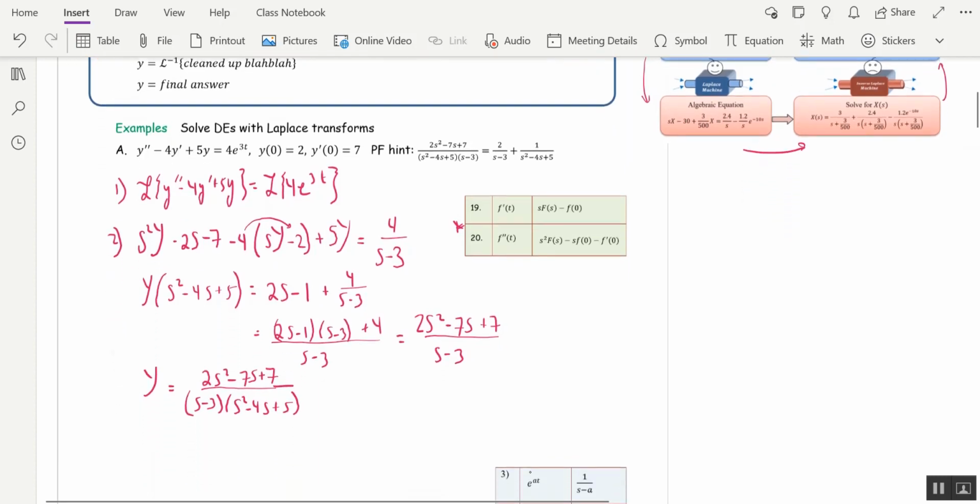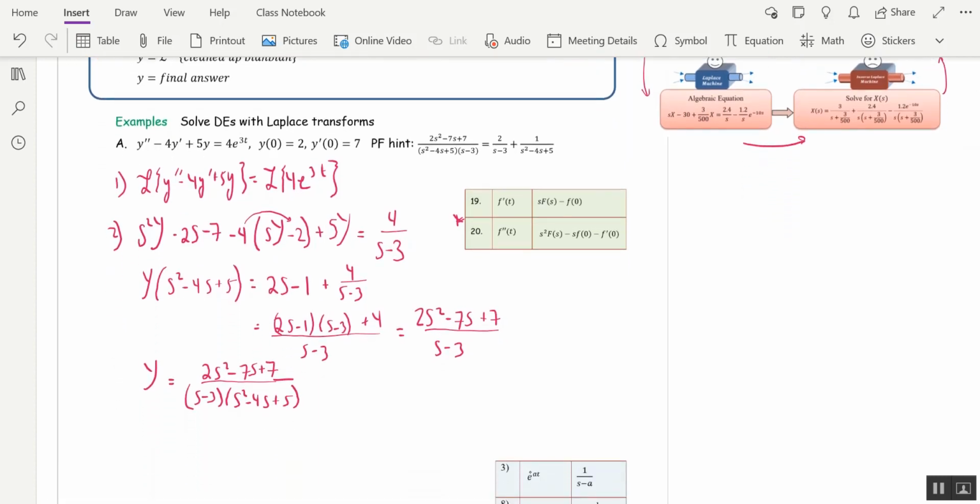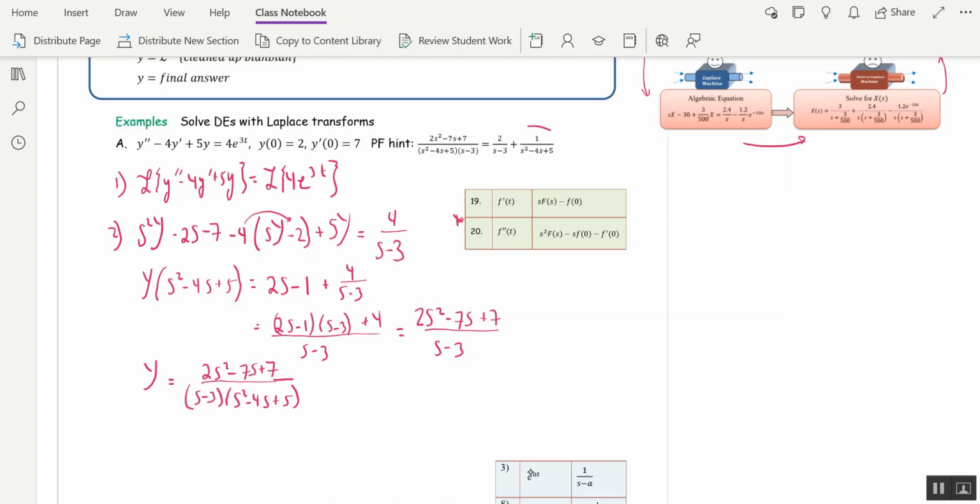Now, that's a partial fraction decomposition that you can do, and I would expect you to be able to do it. That doesn't mean I expect you to have to do it on your homework. So you can use technology to help you out. If we use Symbolab, we can get partial fractions for that expression on the right. And so this is 2 over s minus 3 plus 1 over s squared minus 4s plus 5.